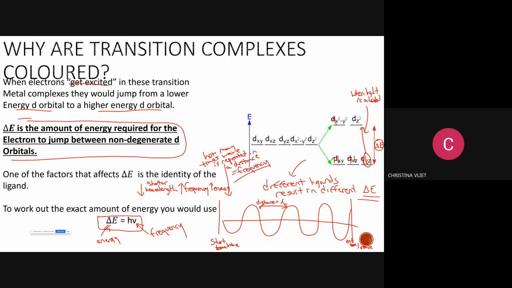Okay, so how many times the wave is repeated? This is frequency. Key idea. The shorter the wavelength, meaning the smaller the distance between these two peaks, the greater the frequency. The greater the frequency, how often it's occurring, the more energy.